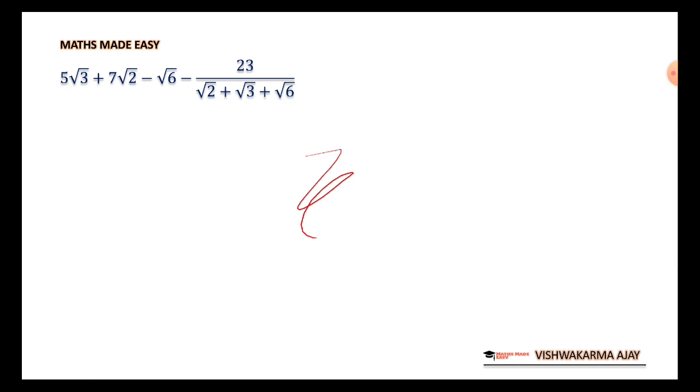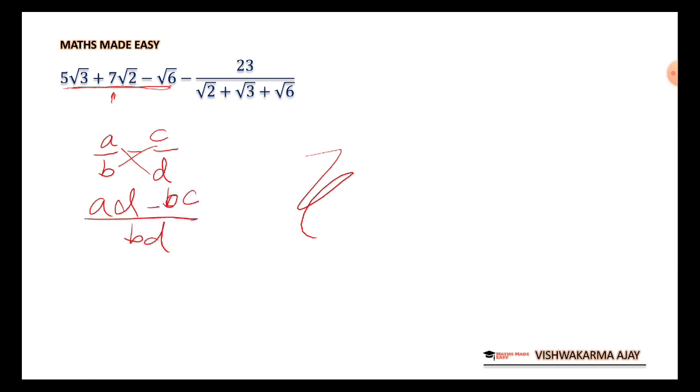What we can do is just draw a line and put 1 here, and then we will be using our basic elementary school tactics, a upon b minus c upon d. In that case we were doing cross multiplication, ad minus bc upon bd. So here is 1 and here is root 2 plus root 3 plus root 6. In that case we are going to send this over this side and this over this side, and then 1 times this.